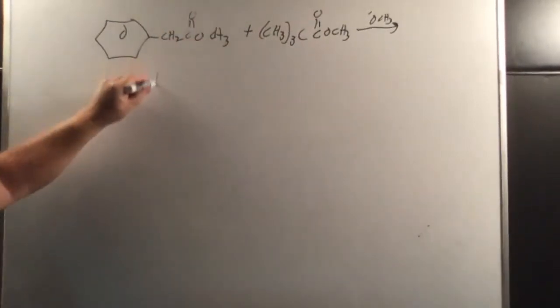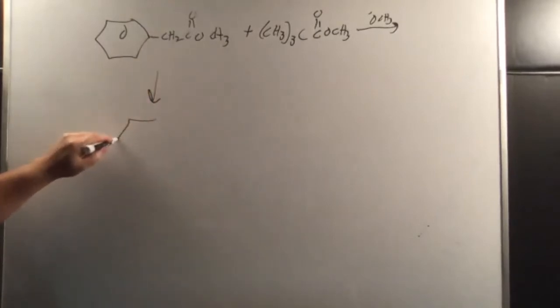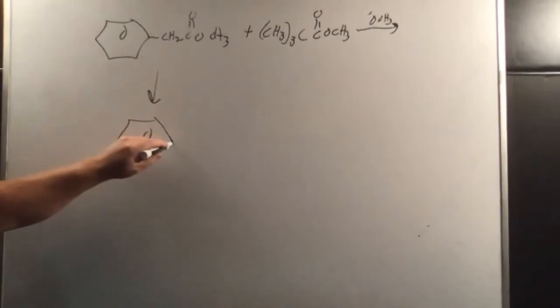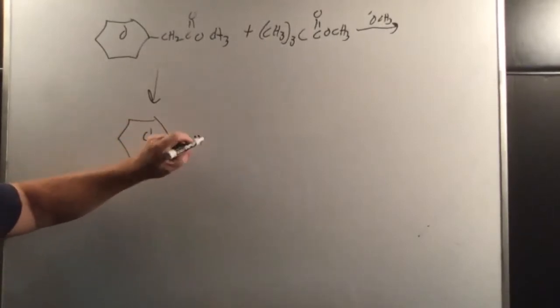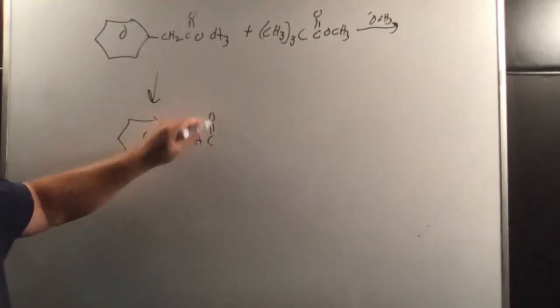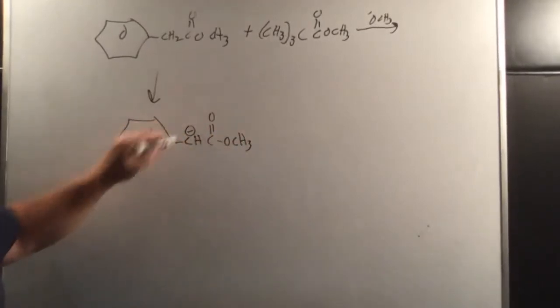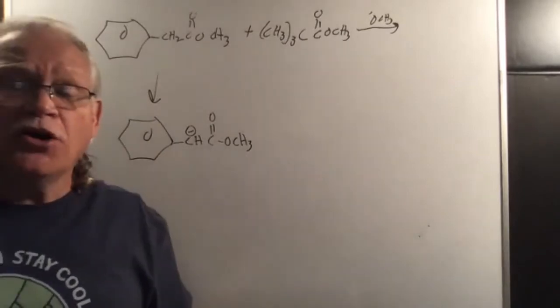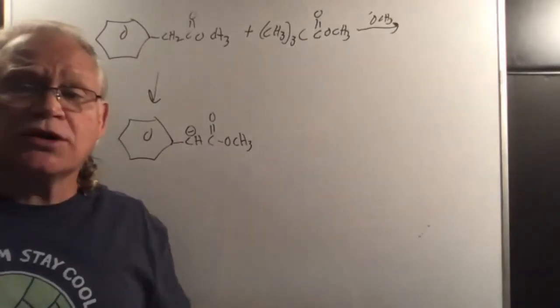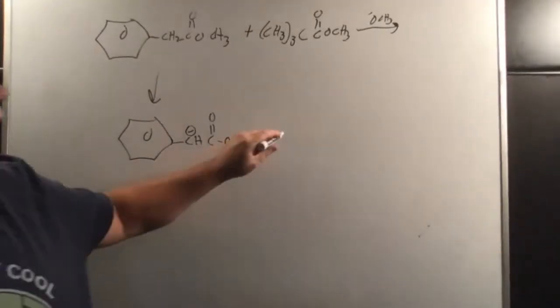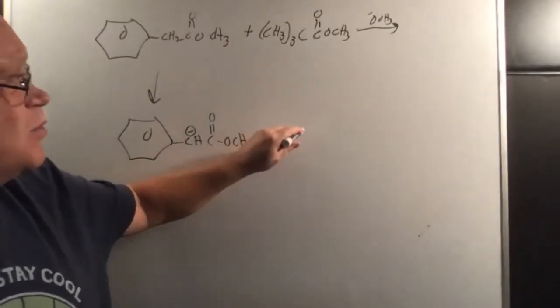So the first step is going to be loss of the alpha hydrogen. Notice this is not really that hard if you just follow your steps. And some of y'all on your note cards will write those words out. Step 1, loss of the alpha hydrogen. Now notice what happens in step 2.